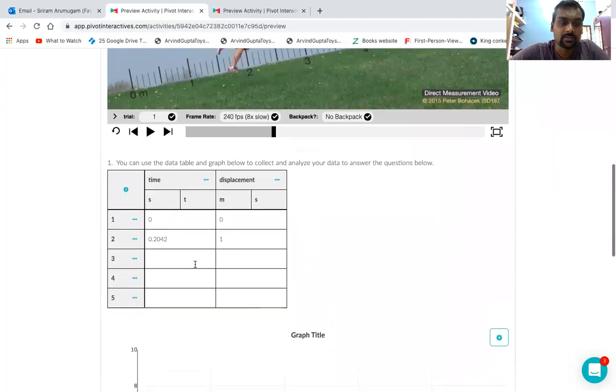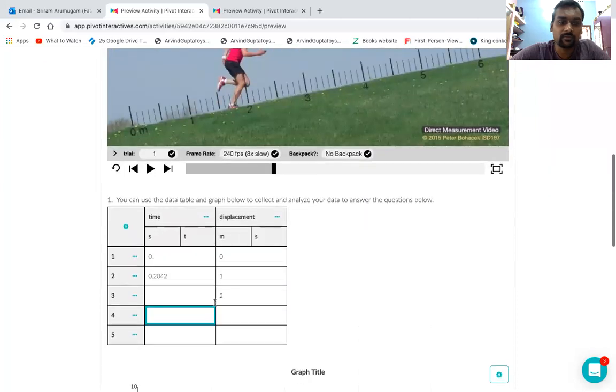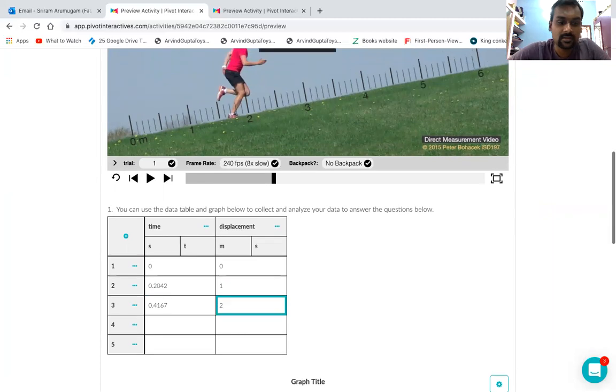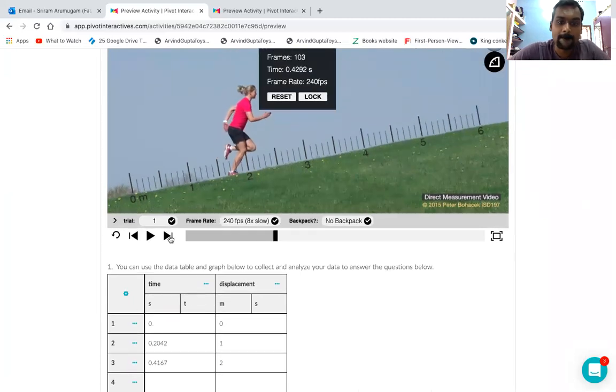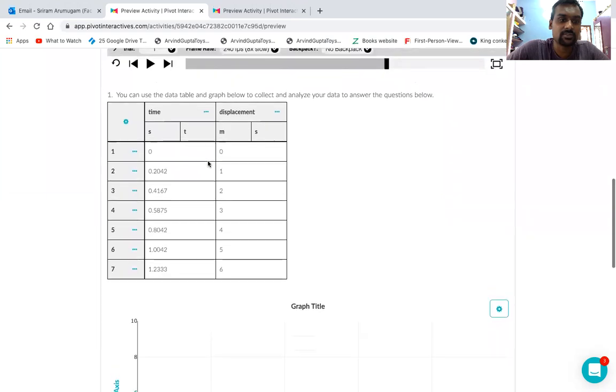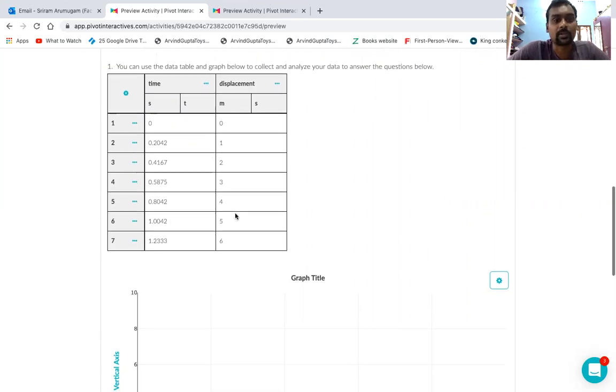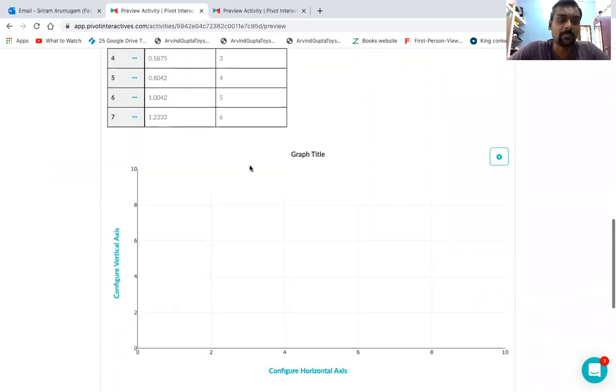So this is 2 meter mark and the time is 0.4167, right? I've collected the rest of the data using the same process. So you can see all the 6 data points over here. So you've got time across x-axis and the displacement of the girl running uphill across the second column.